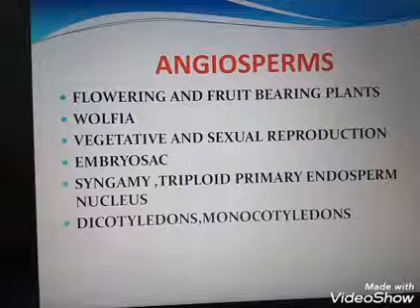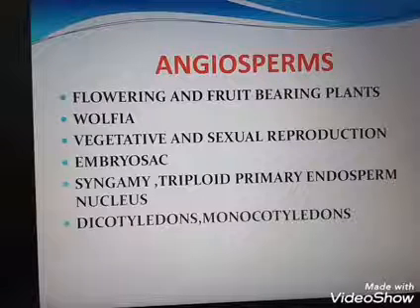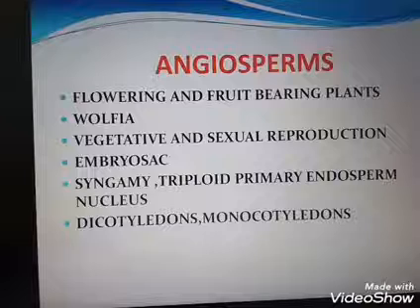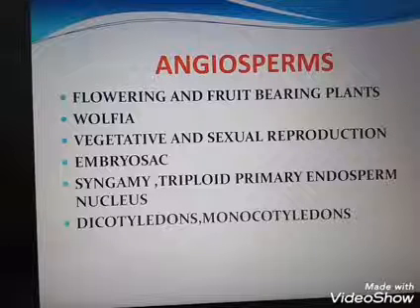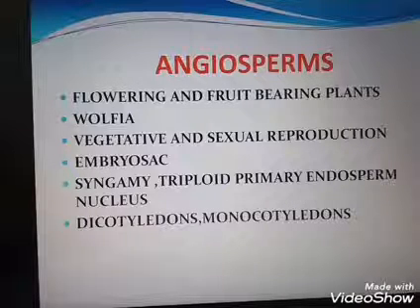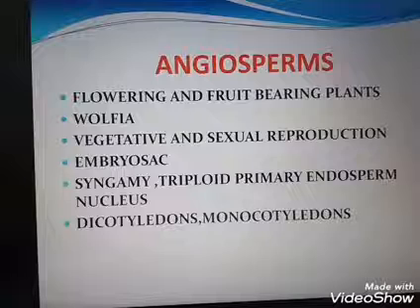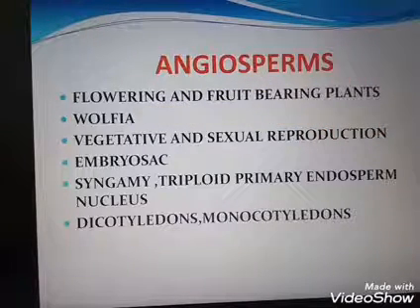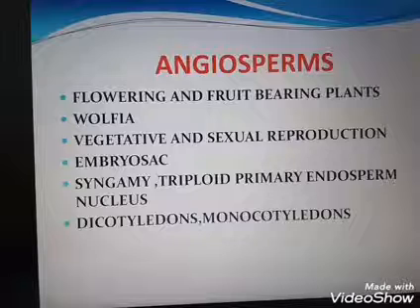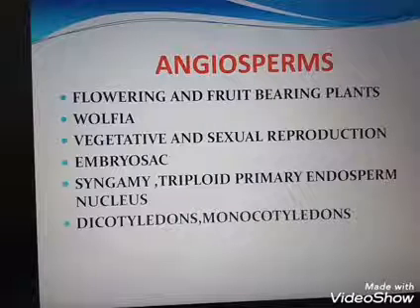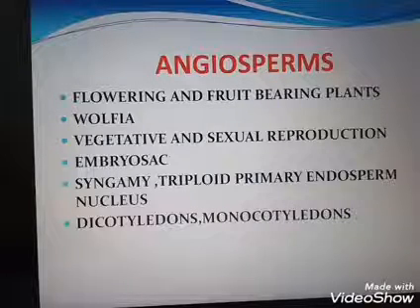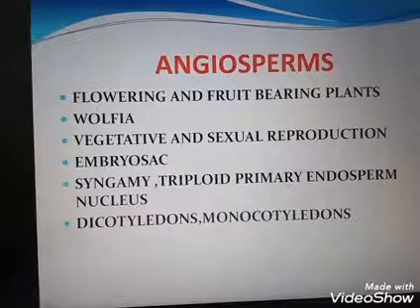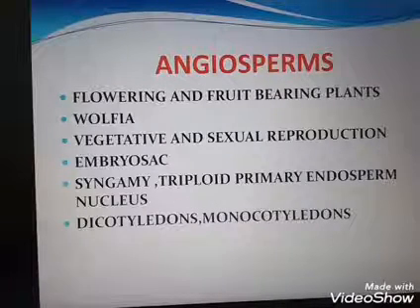In this angiosperm group, herbs, shrubs and tree forms are present. Have you heard about Wolffia? The smallest angiosperm is Wolffia. So which is the tallest one? The tallest one is Eucalyptus. Vegetative and sexual modes of reproduction are present in angiosperms.